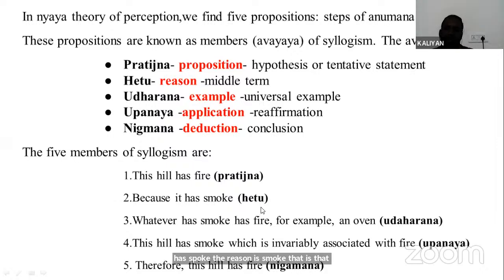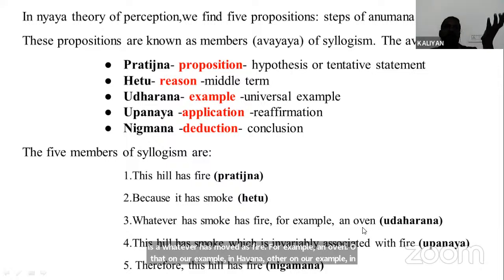This is a hetu. That means the reason. Here smoke is the reason for the fire. That is a hetu. And third is: whatever has smoke has fire. For example, an oven. This is the udaharana, the example. In an oven also there is smoke, that's why there is fire. The same also with the smoke in the mountain. That's why it's a fire.